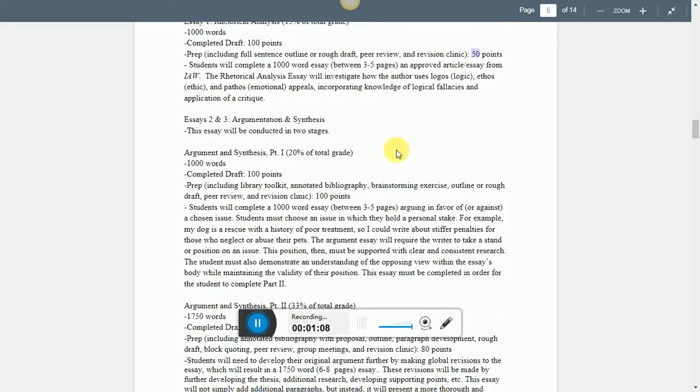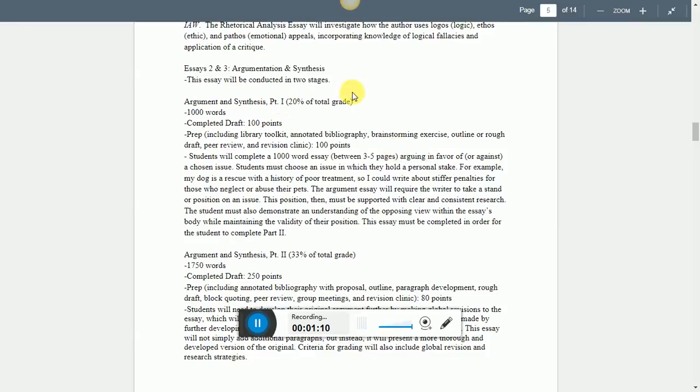Essays 2 and 3 are tied together, so it's very important that you complete essay 2 before you can do essay 3. And we'll go over that probably about week 5. We'll start discussing that. But you'll see that for each essay, I list the number of words I expect to see, how much the essay is going to be worth, and how many points the supporting assignments are going to be worth too.